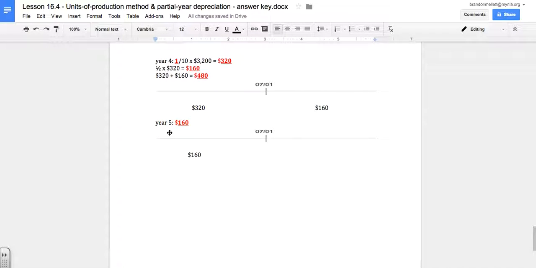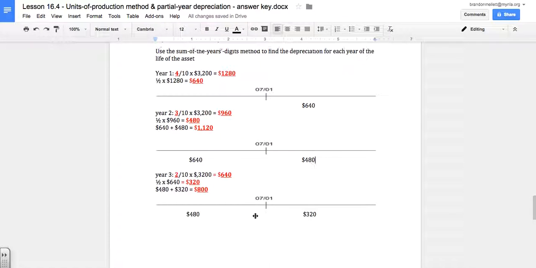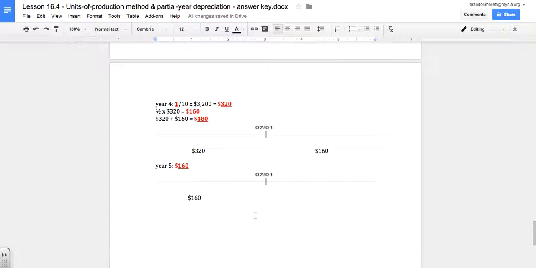Now year 5, we don't calculate anything because we already know that it's only going to depreciate $160 for the first 6 months. Because if we go past that, it means we've gone past the years of life. So again, it was purchased in July. We had to calculate only half of the year and then take that other half, 6 months, and put it towards the next year. And that's how we calculate all the way through. So this is the sum of the digits method in the partial year depreciation.